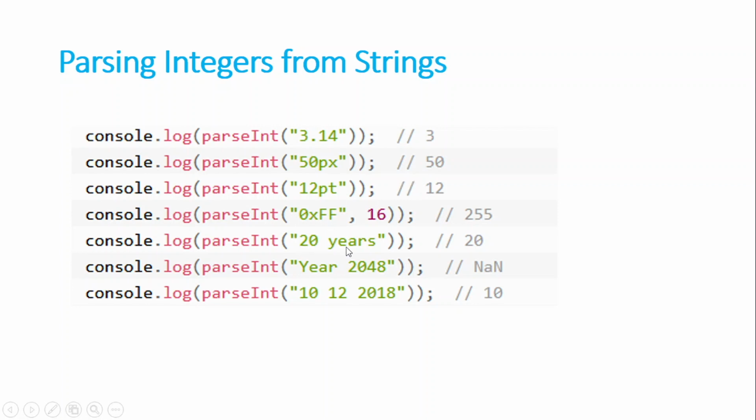Similarly, we have this 20 years, we can get the 20, but it will not go after the first letter. So if the first letters are not numbers, it will not go to the last numbers or in between the numbers, it will give you the not a number result. Similarly, we have this 10, 12, and 2018. So we get the 10 result as an integer. So this parseInt is a very useful function you can use.